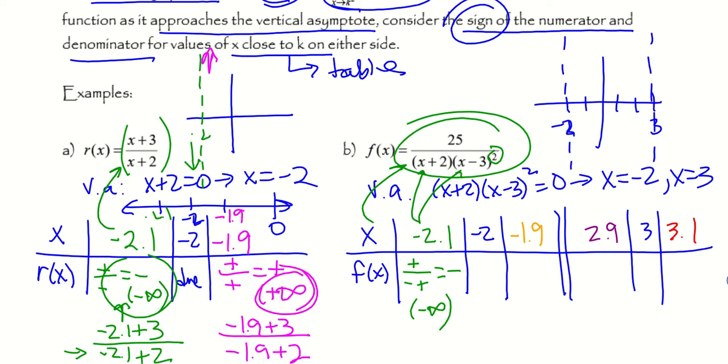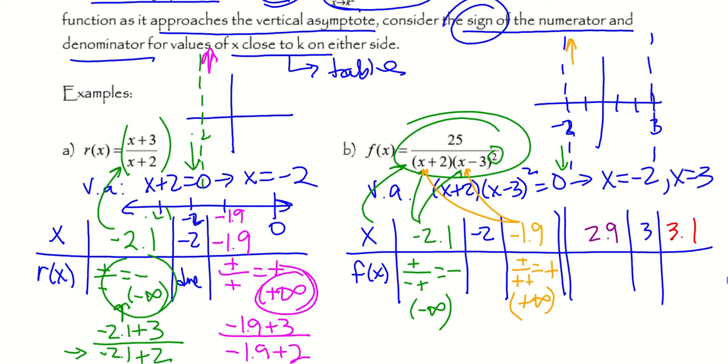When we plug in negative 1.9, we get a positive from the 25 on top. On the bottom, negative 1.9 plus 2 is positive, and negative 1.9 minus 3, though negative, once we square it is also positive. Positive divided by positive times positive is positive, so my graph is going up on the right side of negative 2. So if we put that in on the graph, left of negative 2, we know our graph is going down. Right of negative 2, our graph is going up.